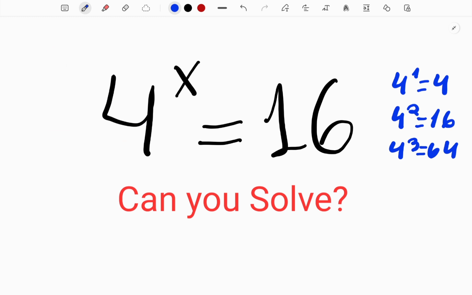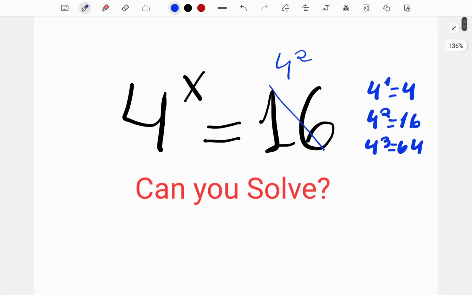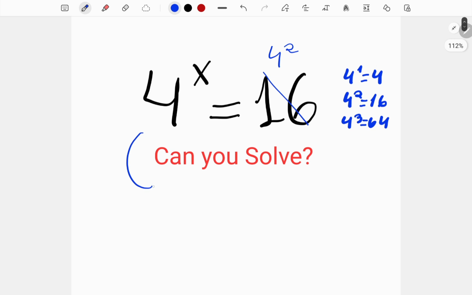of 2. The original equation was 4 to the power of x equals 16. Substituting 16 with 4 to the power of 2, we get 4 to the power of x equals 4 to the power of 2. Now we have the same base, which is 4, on both sides of the equation. When the bases are the same, we can simply set the exponents equal to each other. Therefore, we can write x equals 2.